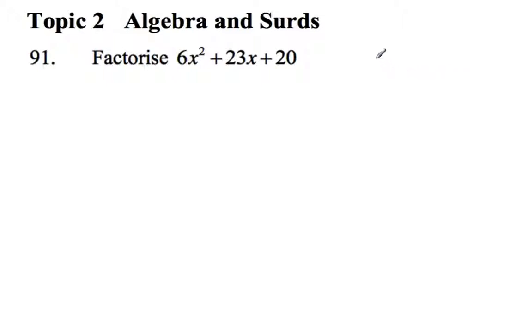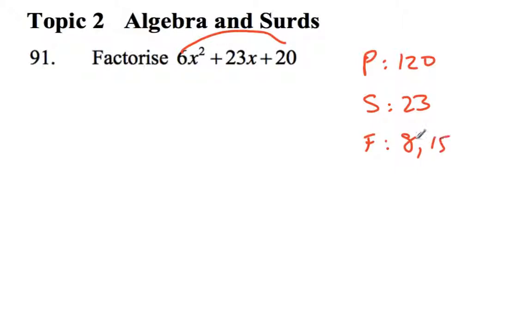This one, let's see another one here. The product is 6 times 20, or 120. The sum is 23. The factors of 120, let me just find my sheet of paper here, because I might be here for a while looking at the factors of 120. Bear with me here, I won't be long. Okay, the factors that we're looking for are 8 and 15. They add together to give 23 and multiply together to give 120, otherwise it might have taken us a while.